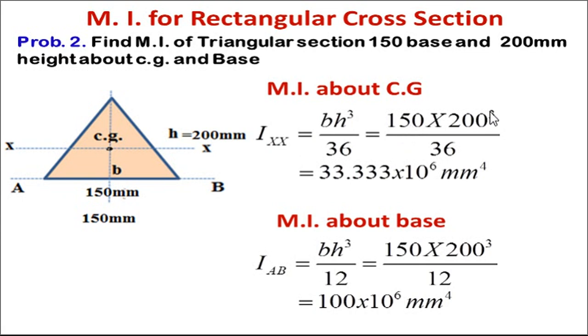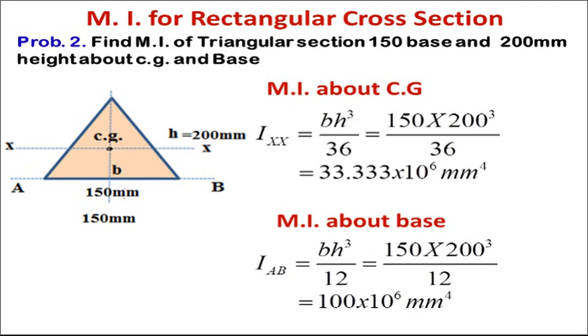B means width, 150 into 250 cube by 36. You will get the MI about the centroidal x-axis. But to find out about the base, you should use the parallel axis theorem. Actually, here there is no need to directly use the parallel axis theorem, because we get the direct abbreviated equation BH cube by 12 about the base. Or if you take the parallel axis theorem as Ixx plus A h square, you will obtain the similar value. IAB equal to BH cube by 12.